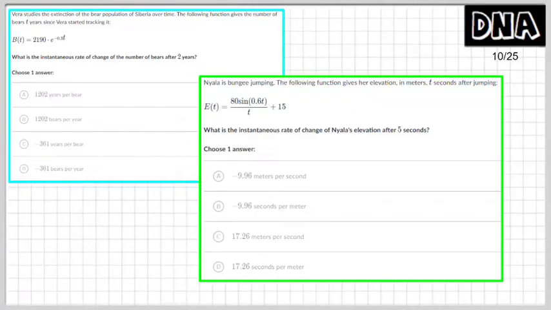I think this one is going to be a calculator problem. Are you guys ready? You guys have your calculators? No. Pull them out. Okay.